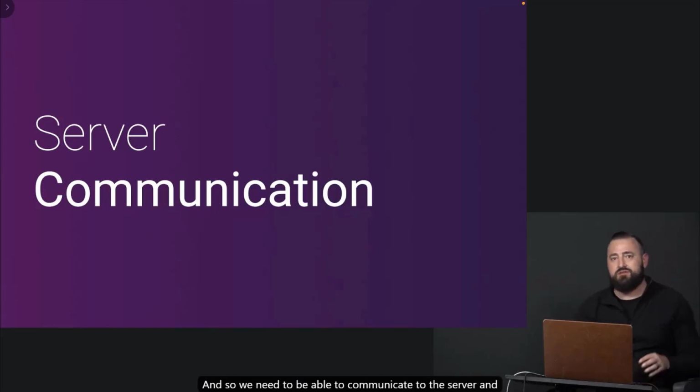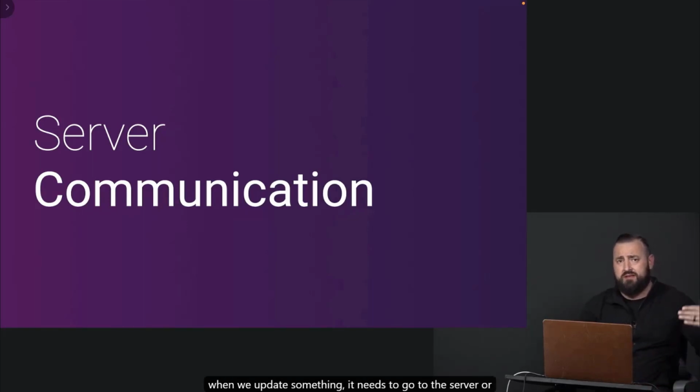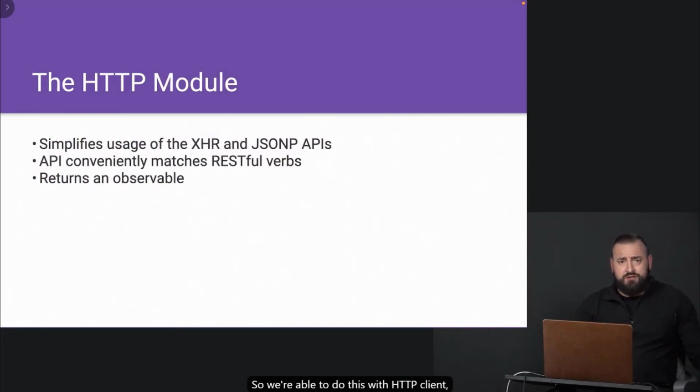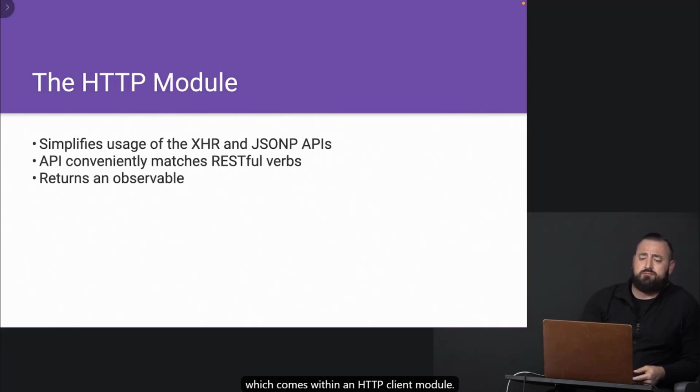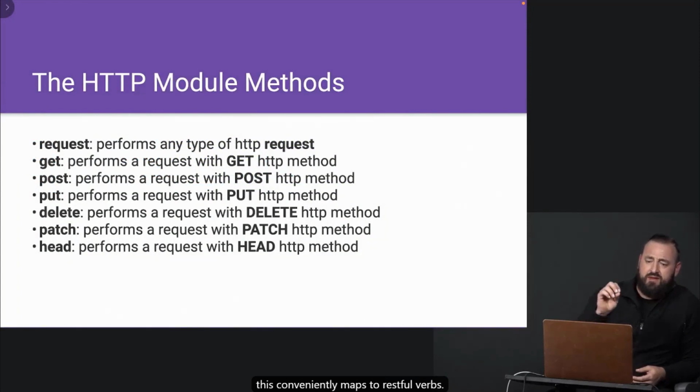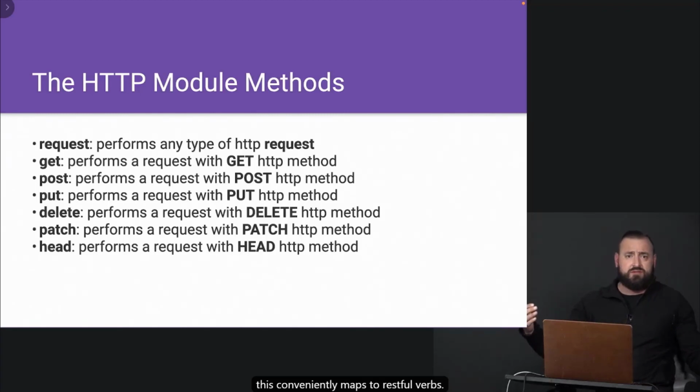And so we need to be able to communicate to the server, and when we update something, it needs to go to the server, or if something has been updated, we need to be able to fetch it. So we're able to do this with HTTP client, which comes within an HTTP client module. And the upside to this is that the API for this conveniently maps to RESTful verbs.